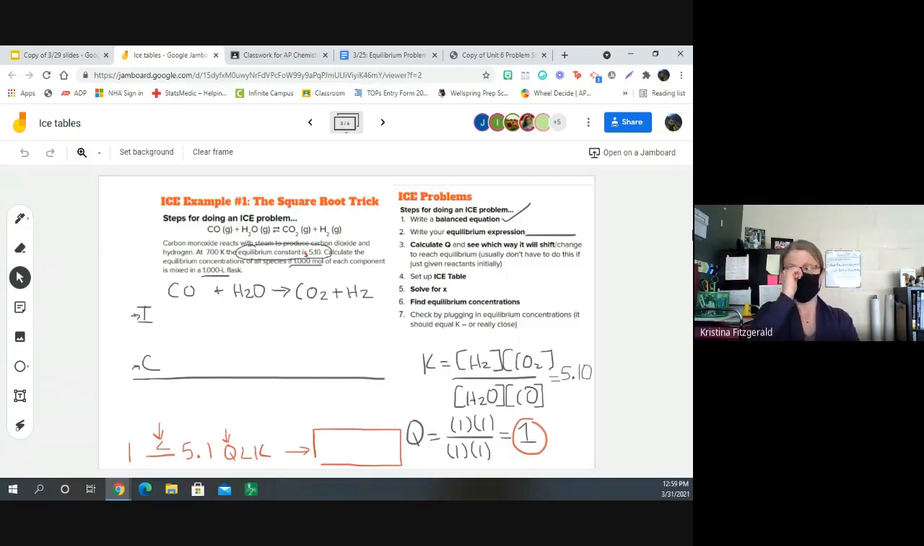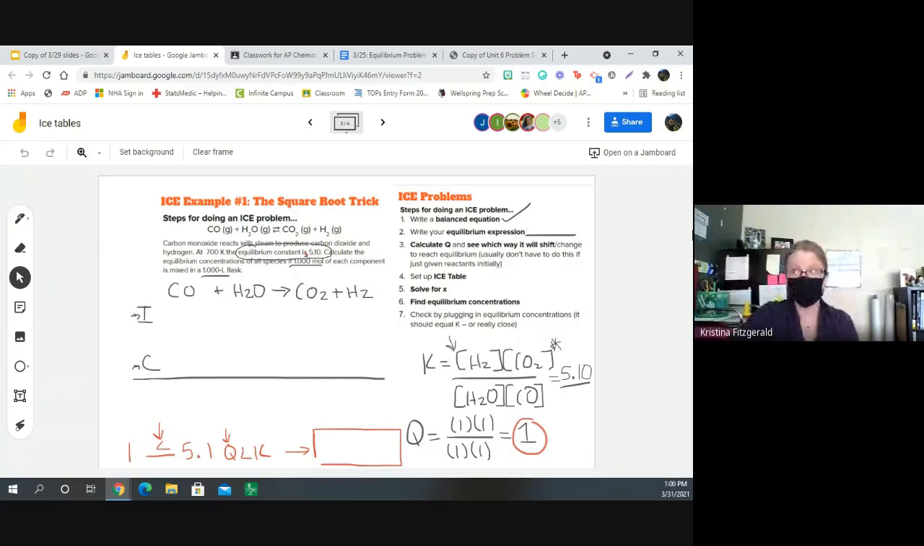So what we want to do is write our K expression out. Okay, so what we want to do is we're going to use this. This is where the algebra is going to come in at some point, is we're going to have to solve for some stuff. So we do want to write our expression, and we do know it's equal to 5.1.